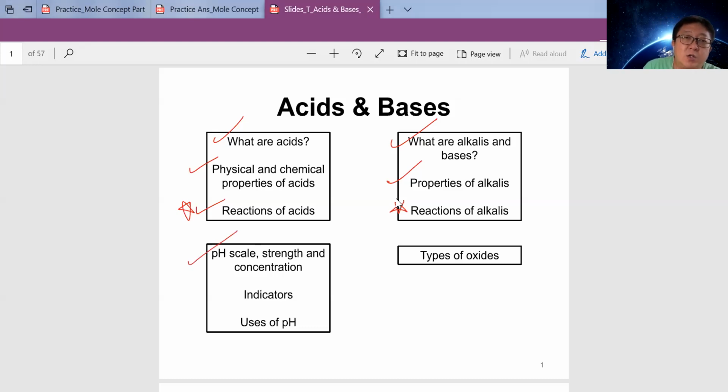pH scale and strength and concentration. Later I will unpack for you the meaning of strength and concentration. Then we look at indicators, uses of pH, and then the key one is types of oxides. How many oxides do you learn in your syllabus? Oxides, there are four: acidic oxide, basic oxide, neutral oxide, and amphoteric oxide. They love to test amphoteric oxide. So what are amphoteric oxides? Later when we reach there, I will tell you. So put 3 stars there. These are the 3 key areas in your syllabus. Questions will always revolve around these 3 areas.